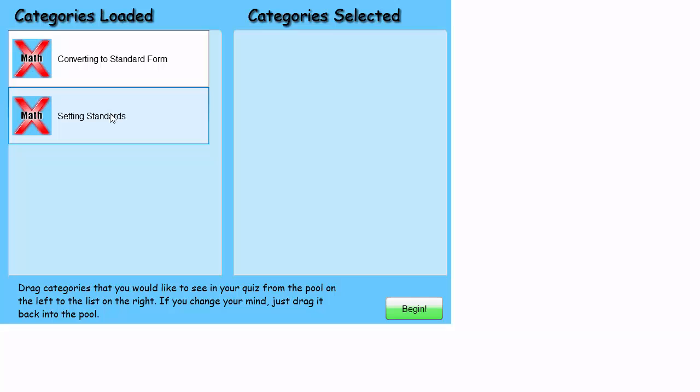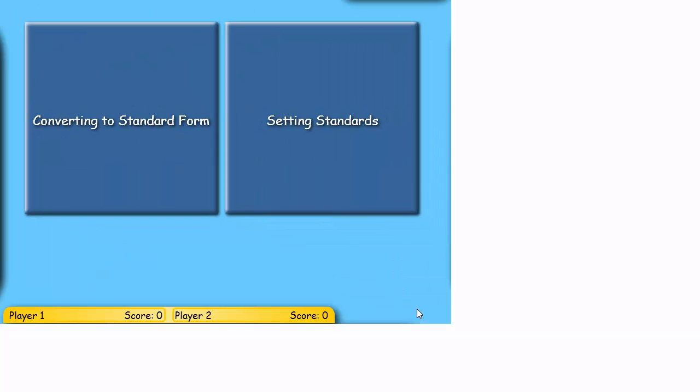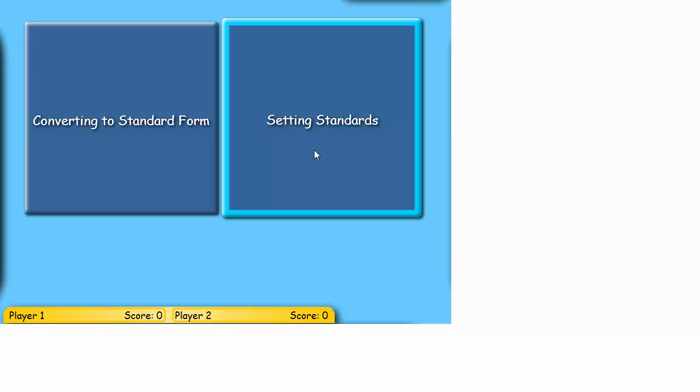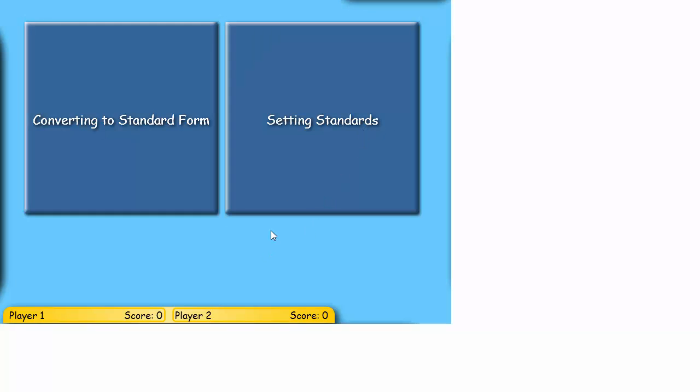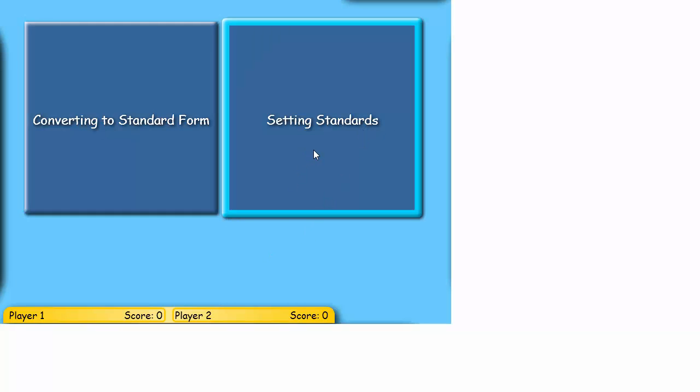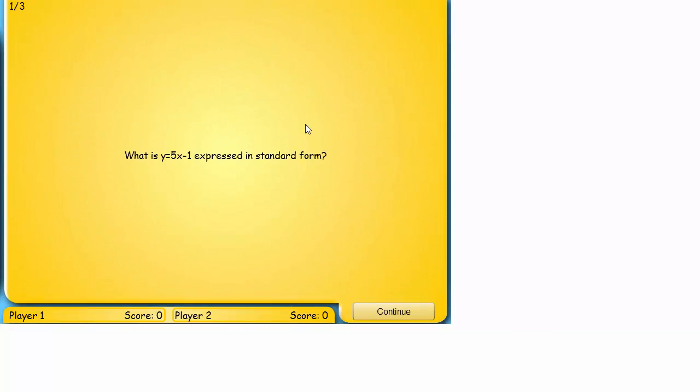tried to make it so that we could load questions out of a learning management system. And so we're going to choose which categories we want, and here we go. Let's go with setting standards. And so, if you were at a whiteboard, you could have clicked on either one of these, or potentially the teacher could have used them. Now, I think that this could be used with a tablet now, probably to the same effect. So anyway, we've chosen setting standards.